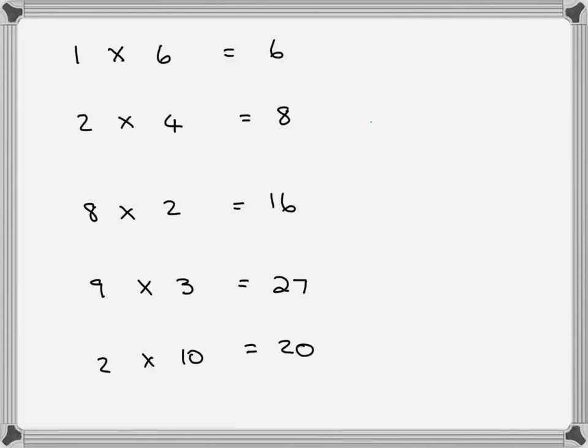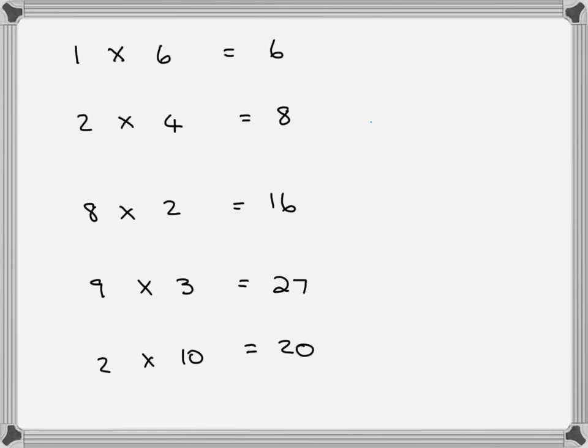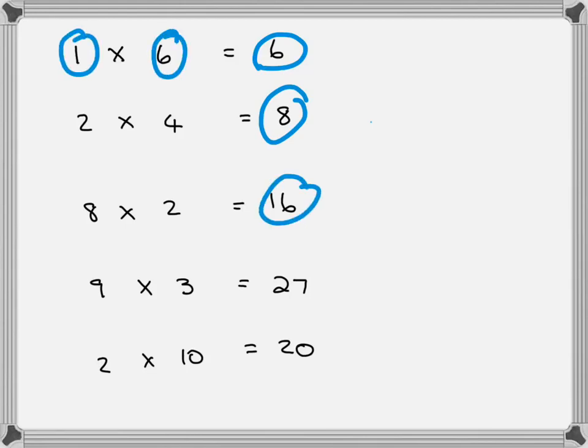We all know our times tables. 1 times 6 is 6, 2 times 4 is 8. These are just an example of a few of them. And if you think of your times tables, every answer that stands on this side of the equal sign has two numbers that actually come to it, like this one here. 1 times 6 equals 6.